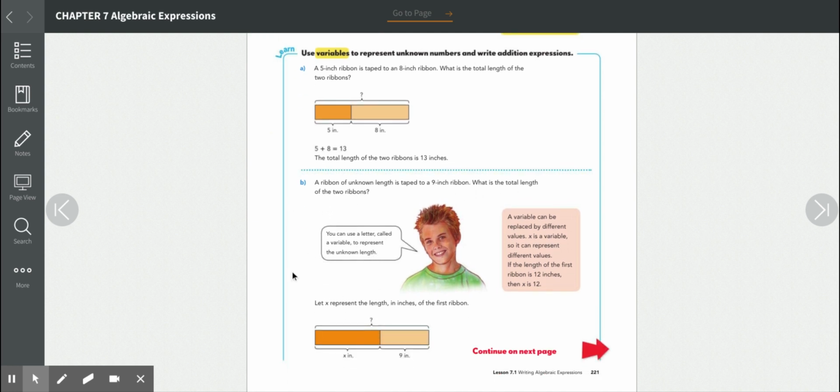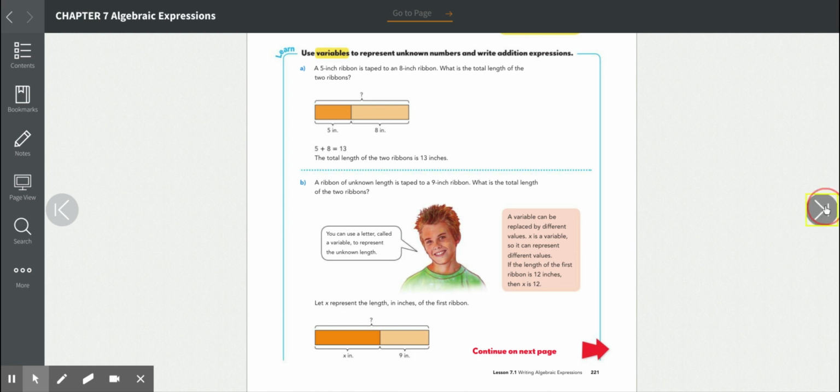So remember, we can use a variable, right? In this case, we're using x to represent the unknown length. A variable can be replaced with different values. So in our example here, x will be our value, so it can represent different numbers. If we later find out that the length of the first ribbon is 12 inches, then x would equal 12, right? So we know how variables work.